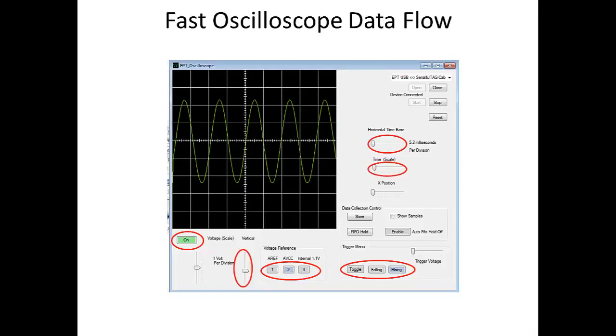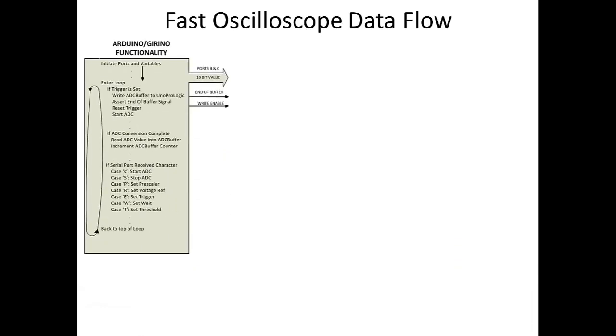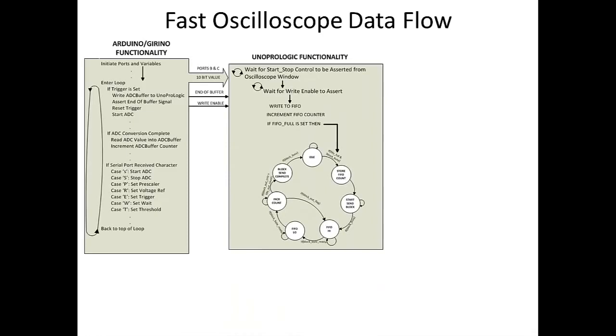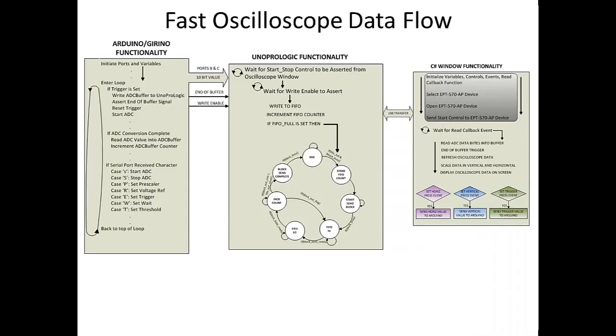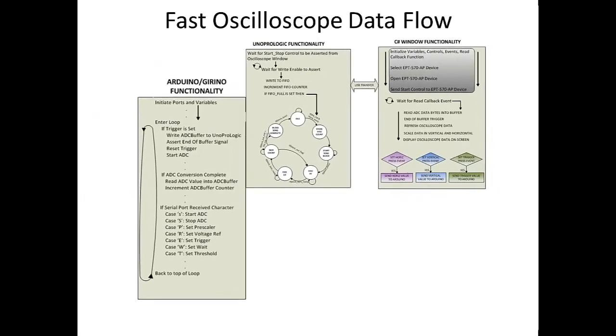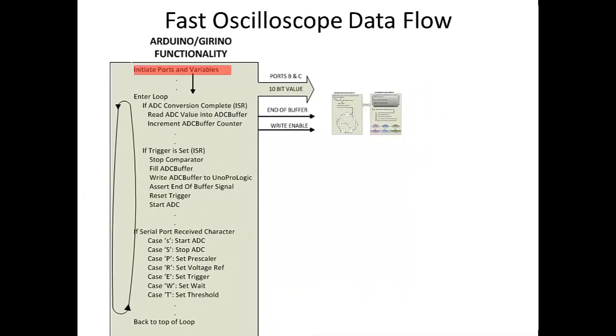The data flow for the fast oscilloscope consists of the Arduino code, the Uno Pro Logic code, and the C# window code. When the Arduino powers up, it initializes the ports, variables, and registers. Once the Uno Pro Logic has been started, the on button from the C# application will send the start ADC command to the Arduino code.